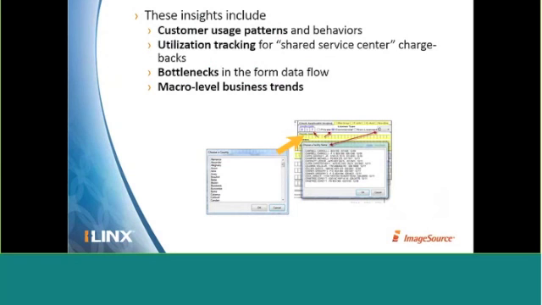You can identify bottlenecks in this data collection flow. Like, who's the procrastinator in the flow that has 50 approvals sitting on their desk. As well, you can identify some macro-level business trends, and these may be things that even your back-end line of business system isn't able to pick up on, or isn't able to pick up on yet.